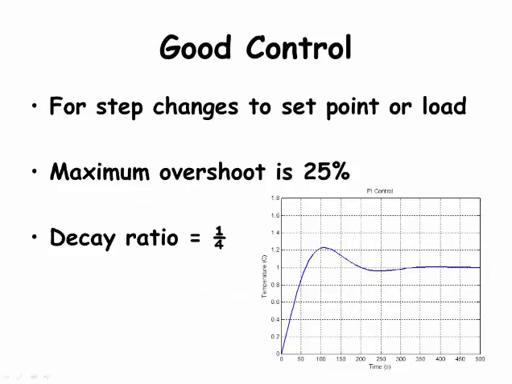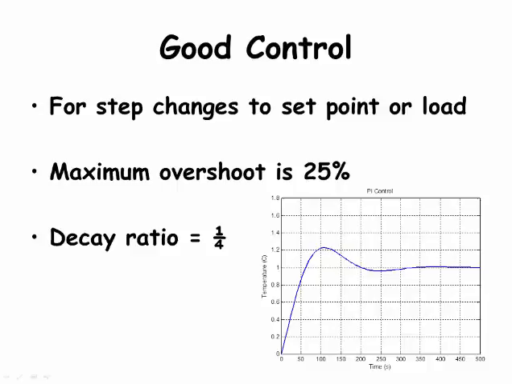Here are the definitions of good control we will use in this class when setting the values of Kp, tau I, and tau d. In general, most process operators want the response to a step change in either the set point or a variable process input to produce a maximum overshoot of 25% or less. The other good control performance response is that the decay ratio is 1/4 or less, again in response to a step change in one of the inputs.